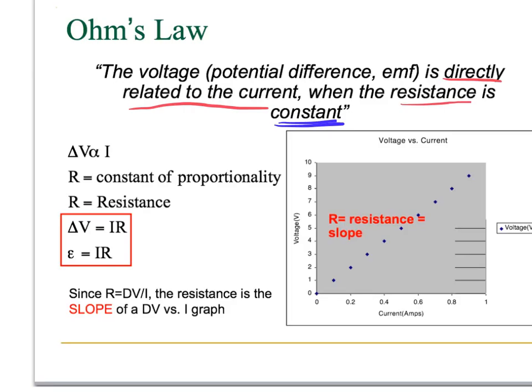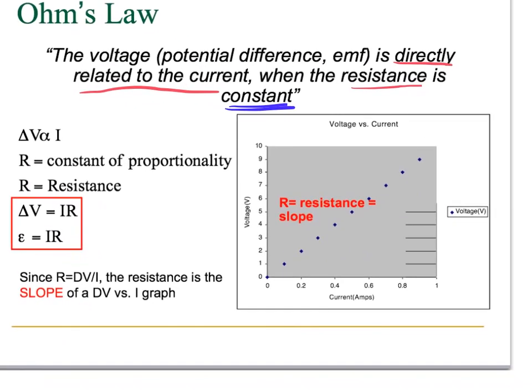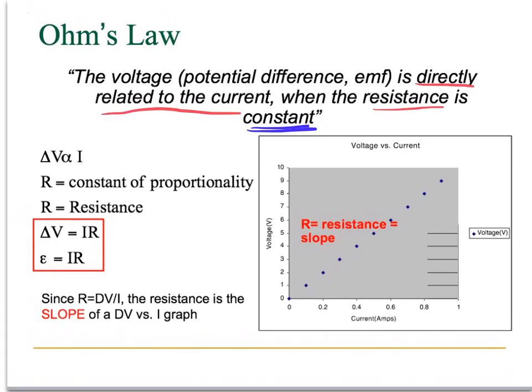If we look into this graph of voltage versus current, you will notice that when we plot the graph, we have a diagonal straight line. On the y-axis we have the voltage, on the x-axis we have the current. We know that if we have a straight diagonal line, we can determine the slope. Slope is the change in y over the change in x.